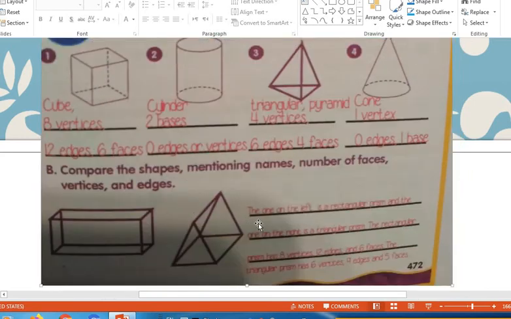Here the one on the left is a rectangular prism, and the one on the right is a triangular prism. The rectangular prism has 8 vertices, 1, 2, 3, 4, 5, 6, 7, and 8. 12 edges, and if you count the edges, they will be 12. And here, how many faces? I have 6 faces. The triangular prism has 6 vertices, 9 edges, and 5 faces.